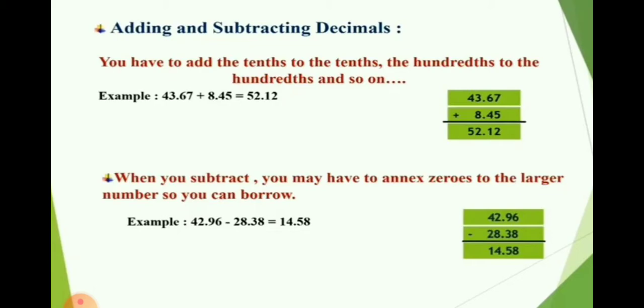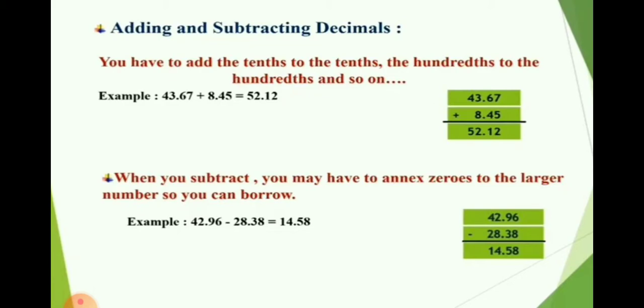4 plus 8 gives us 12, 1 carried to the next digit, and it becomes 1 plus 4, 5. Your answer is 52.12. Let us subtract. When you subtract, you may have to annex zeros to the larger number so you can borrow.